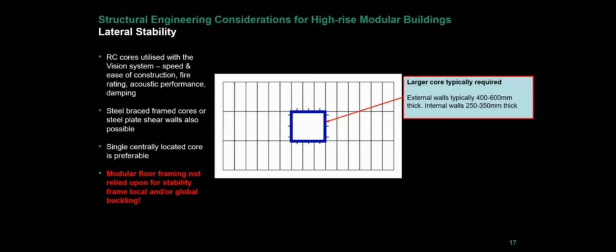And just in red at the bottom of that slide, our fundamental design philosophy is that we don't rely on the modular floor slab for any out-of-plane lateral restraint of the shear walls. So we need the cores, all walls, locally and globally, to have their full buckling capacity without relying on any lateral restraint from the modules.